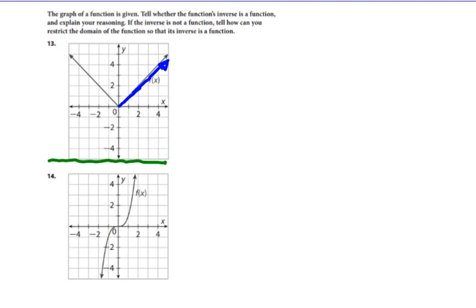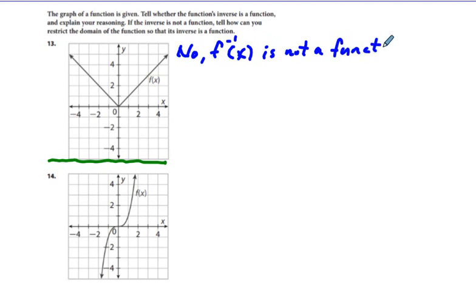So the inverse is not a function. So no, the inverse, and we're going to call it f^-1 of x, that's inverse function notation, is not a function. And what we say for this is it is not one-to-one. And if you look down here below at 14, I think you'll find a one-to-one function there.